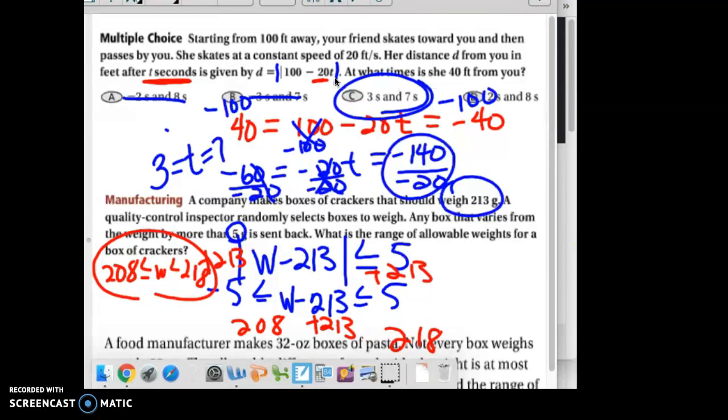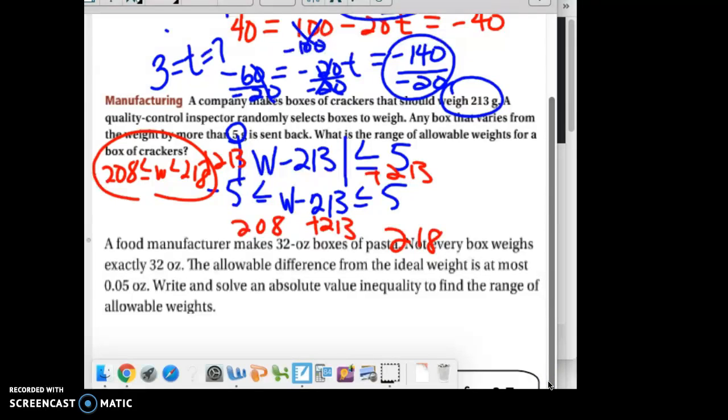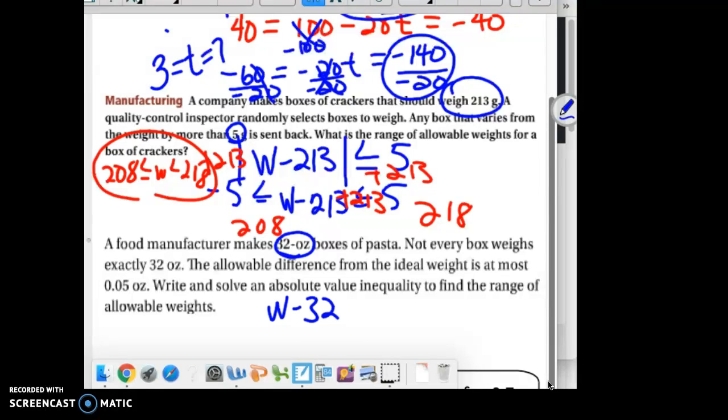I'm going to scroll down and get to my next problem here. And hopefully you're doing okay seeing this. This is where a food manufacturer makes pasta. And look how big the box has to be. But not every box weighs exactly 32. We have this again. This is what we want it to be. But acceptable is, again, at most, and when we say at most, that means it has to stay below 0.05 ounces above and below. So here's our inequality. And again, we want to sandwich it, so that's why we use this symbol right here.